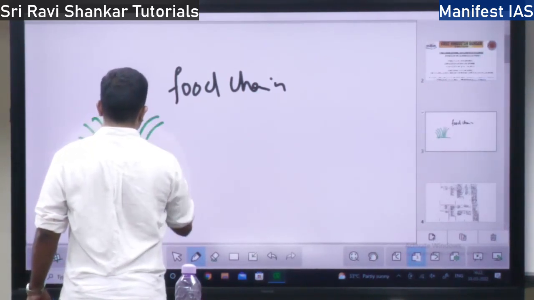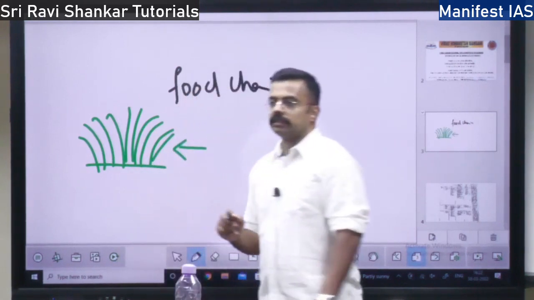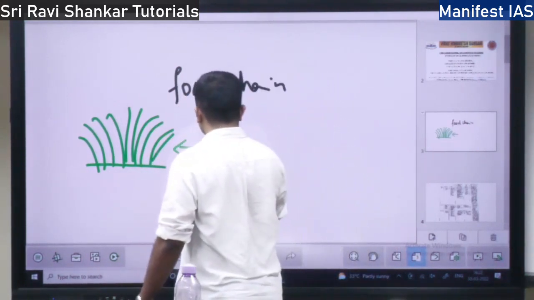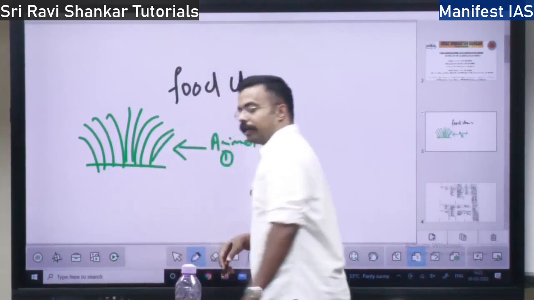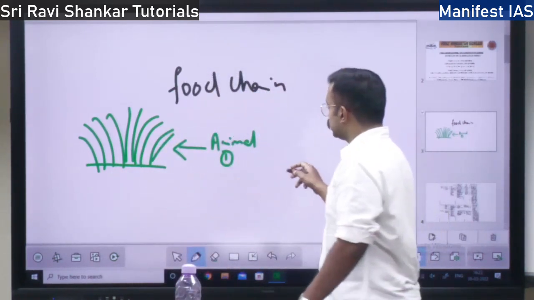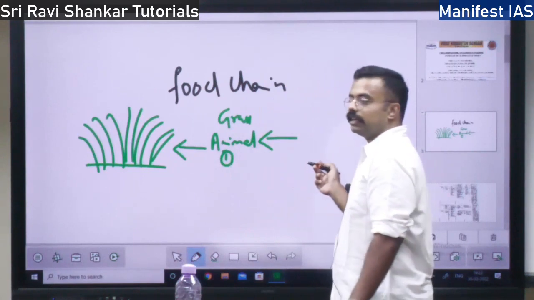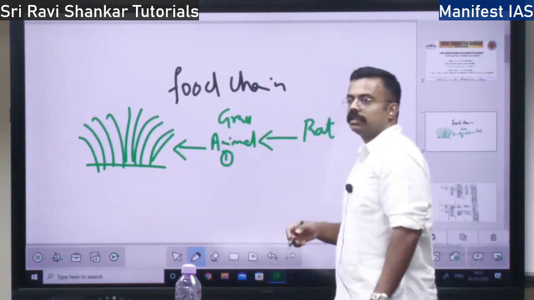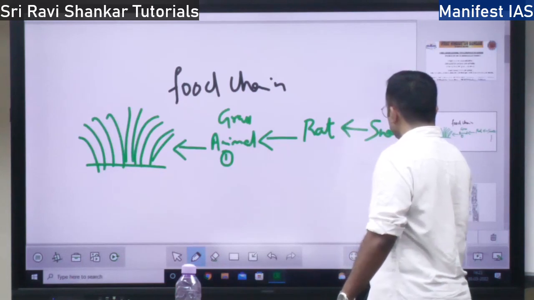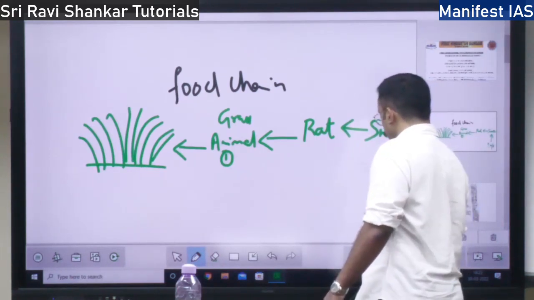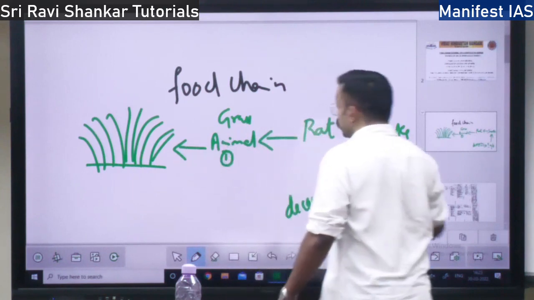So you have grasses here. This grass is eaten by some primary animal, animal 1, right? It might be a grasshopper, all those things. Let's say grasshopper. This in turn is eaten by, let's say, a rat. Rat is eaten by snake. Snake is eaten by eagle. Eagle is eaten by decomposers once it is dead.